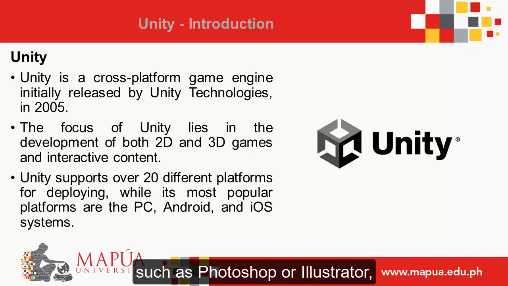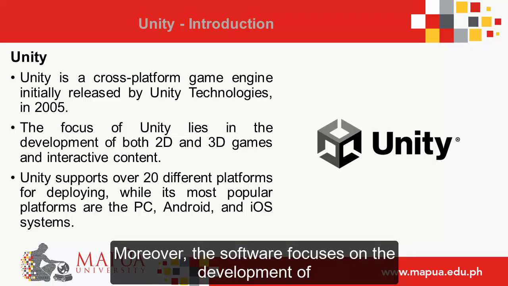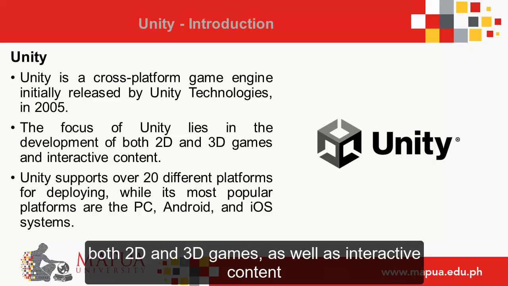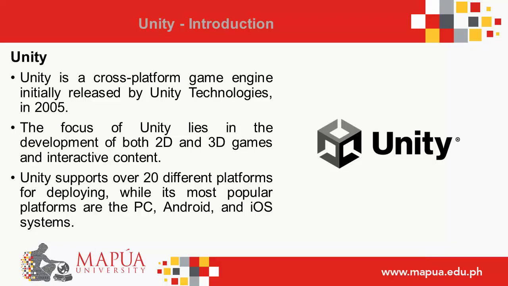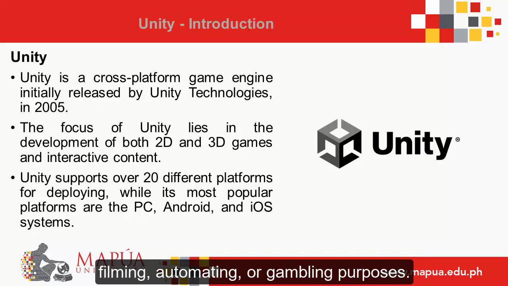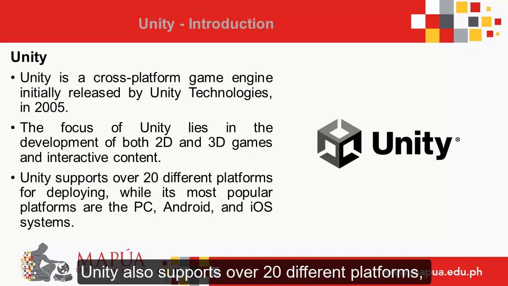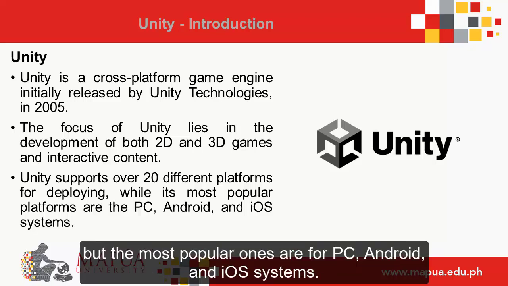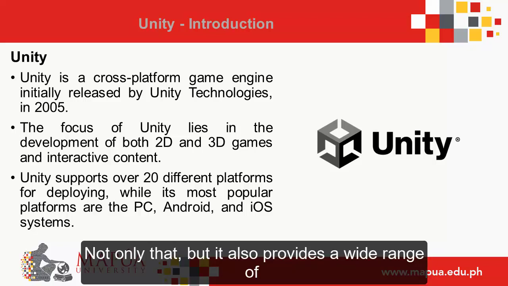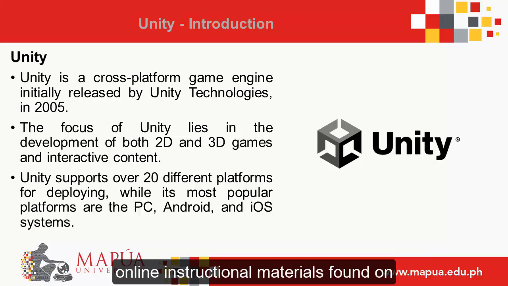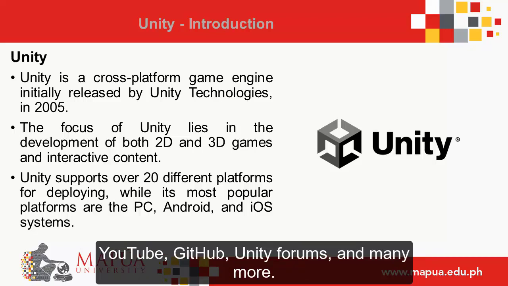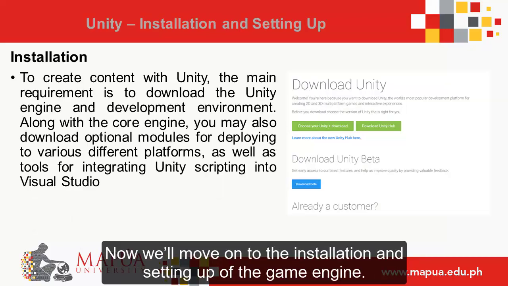Unity was released in 2005 and is a cross-platform game engine, meaning that importing visuals from other graphic design tools, such as Photoshop or Illustrator, is made possible with Unity. Moreover, the software focuses on the development of both 2D and 3D games as well as interactive content. Consequently, it can also be used for filming, automating, or gambling purposes. Unity also supports over 20 different platforms, but the most popular ones are for PC, Android, and iOS systems. Not only that, but it also provides a wide range of online instructional materials found on YouTube, GitHub, Unity forums, and many more.